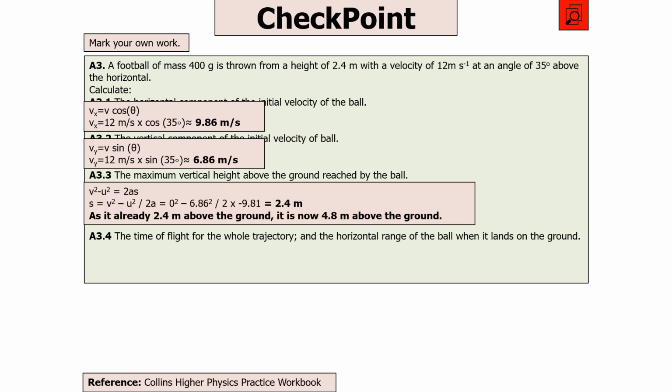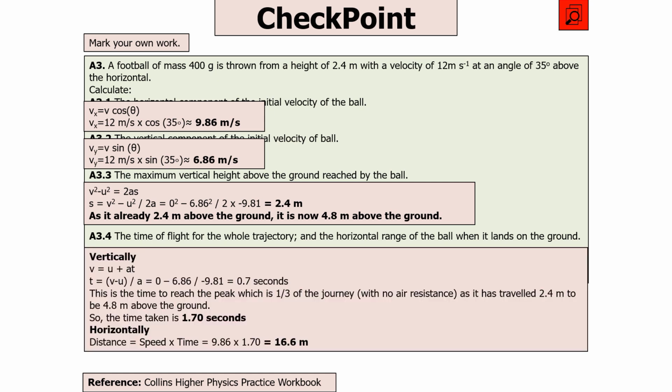The maximum height, well, we can say v squared equals u squared plus 2as, so s equals v squared minus u squared over 2a. Now at the maximum height, v is equal to 0 because it's at the maximum height, so it hasn't got any more velocity. We pop in all the values. Remember, it's going upwards, so now a is minus 9.81 because it's against gravity, so we get 2.4 meters. It's already 2.4 meters above the ground when it starts, so therefore it's now 4.8 meters above the ground.